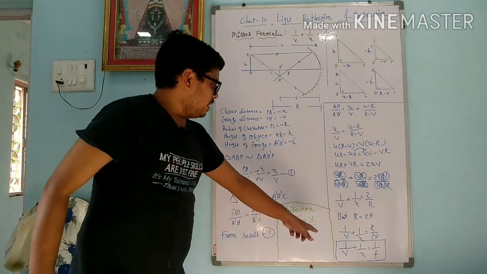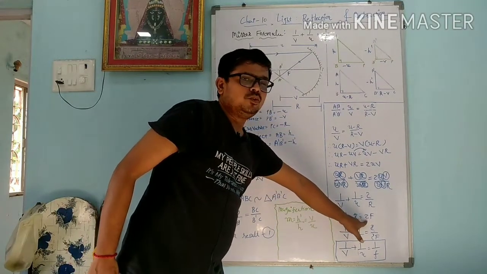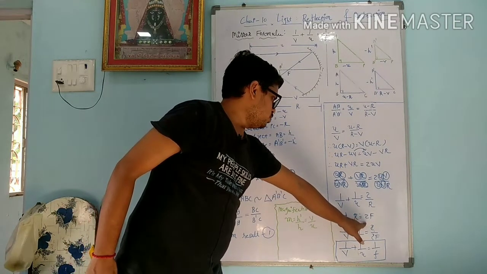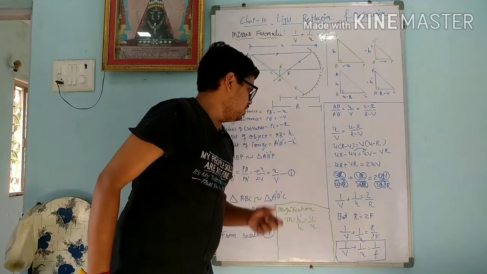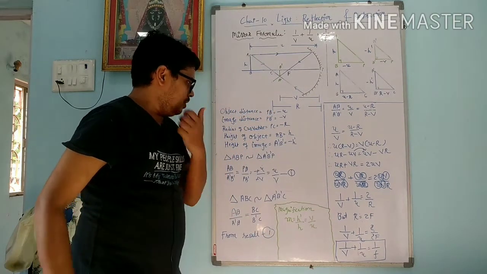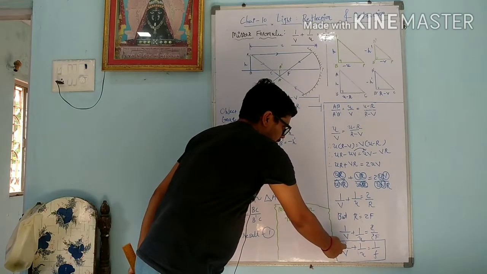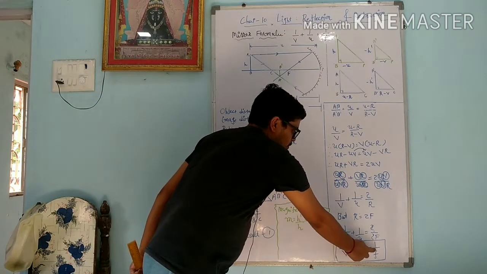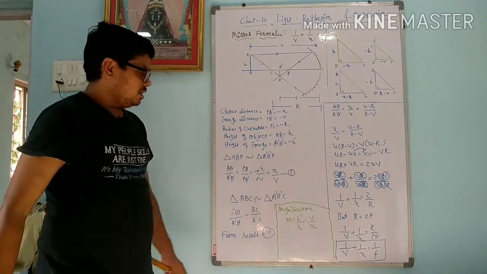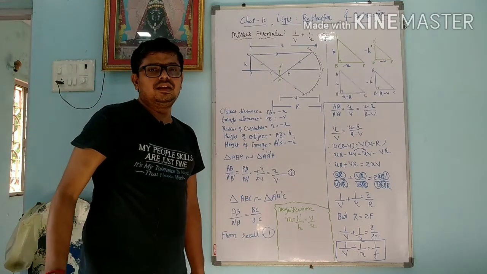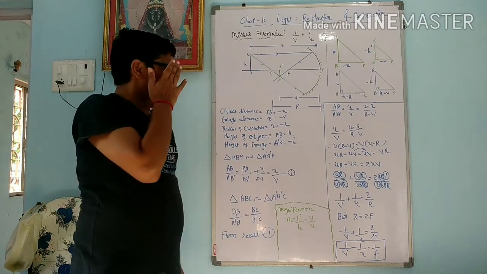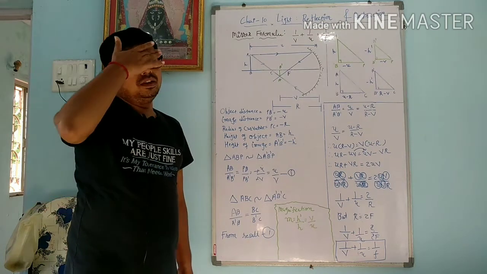We already know that R equals to 2F. So as we substitute here R equals to 2F, the 2 is cancelled, and we can write 1 upon V plus 1 upon U equals to 1 upon F. This is the mirror formula. I think in the NCERT book it is not given. So if you want, you will get it from here.